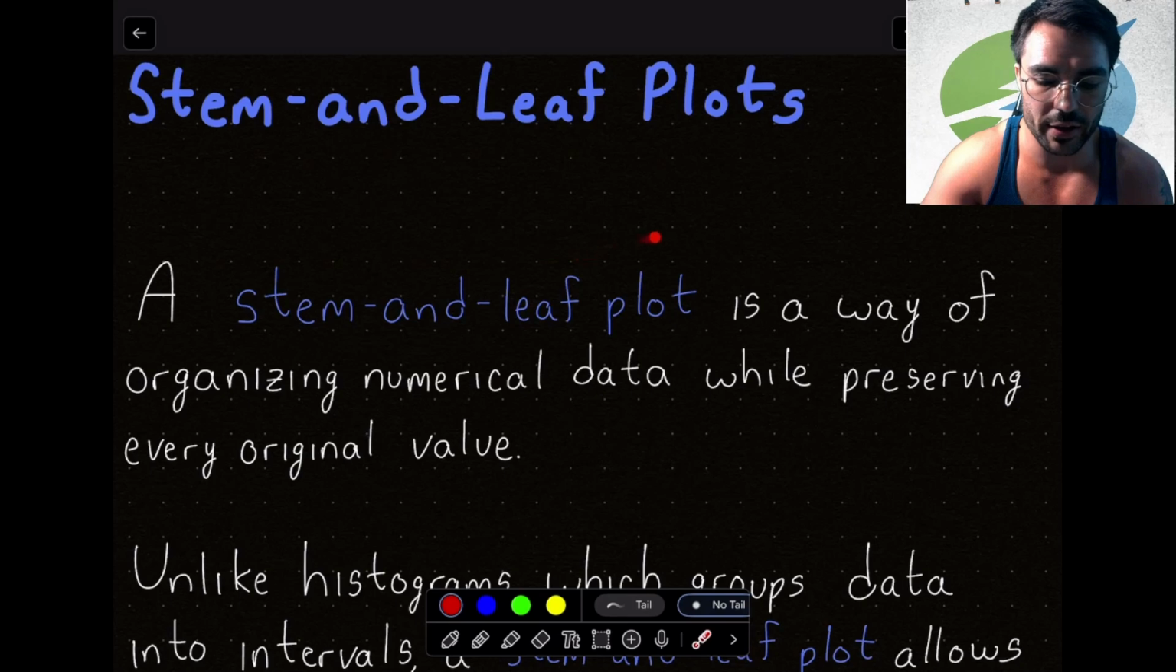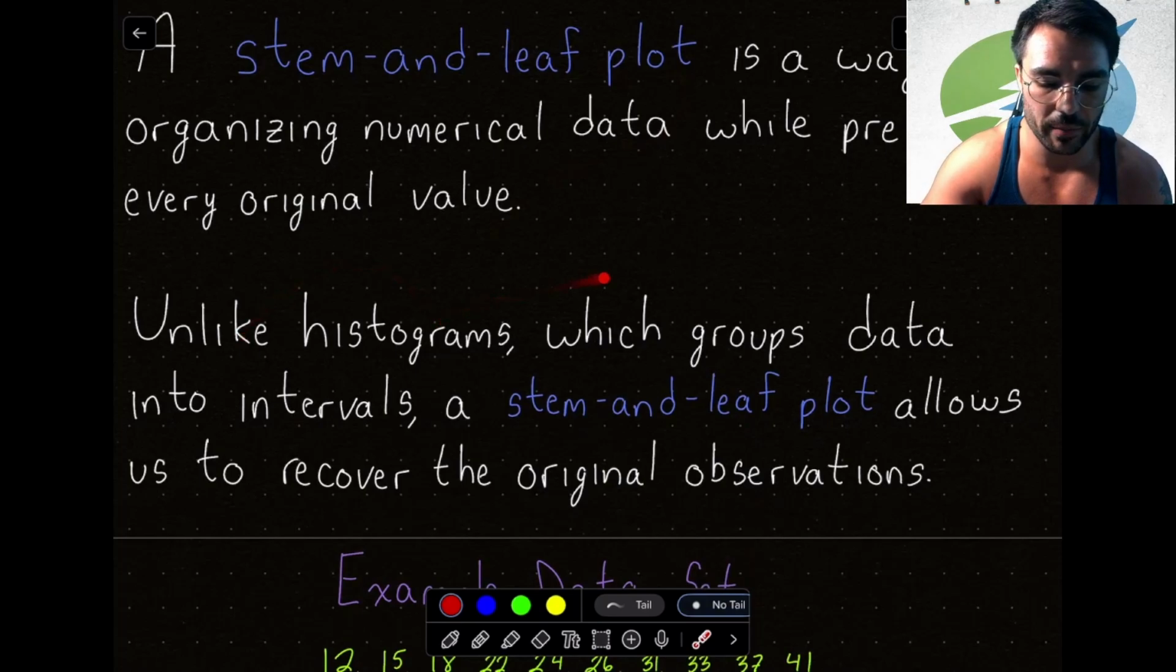A stem and leaf plot is a way of organizing numerical data while preserving every original value. Unlike histograms, which group data into intervals, a stem and leaf plot allows us to recover the original observation. Histograms will be covered in a later video.